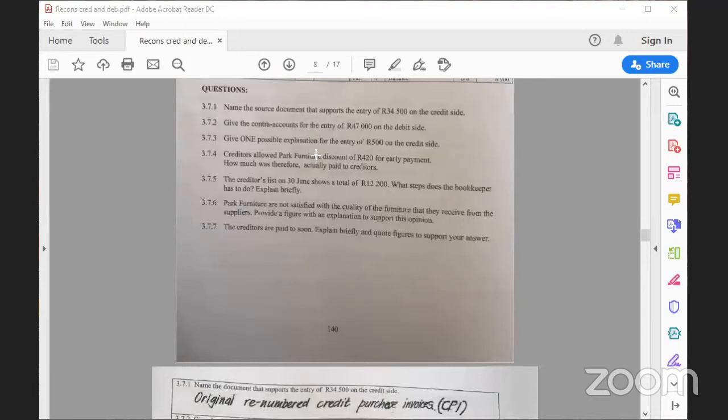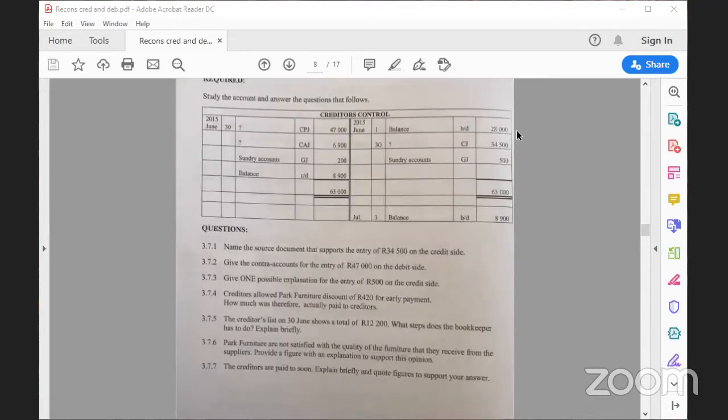Now let's look at 3.7.3. Give one possible explanation for the entry of 500 Rand. What is one possible explanation? One possible explanation. Quickly think about one possible explanation for that 500 Rand.